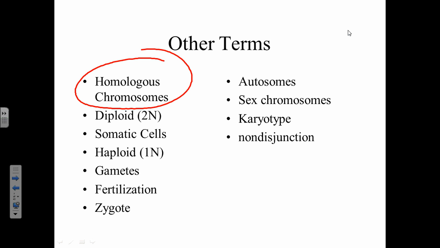Now, homo usually means what? Same. Are these chromosomes in a pair exactly the same? Is the chromosome you got from dad exactly like the one you got from mom? No. There's no way, right? But what is the same about them?